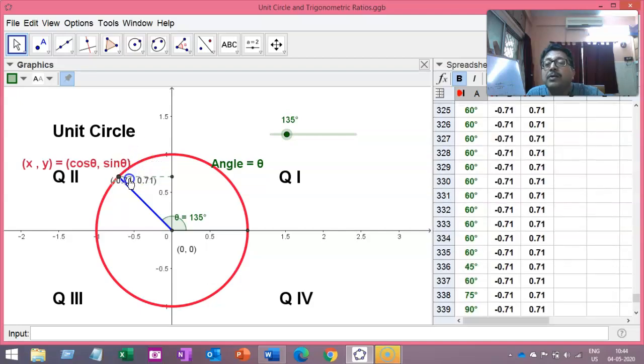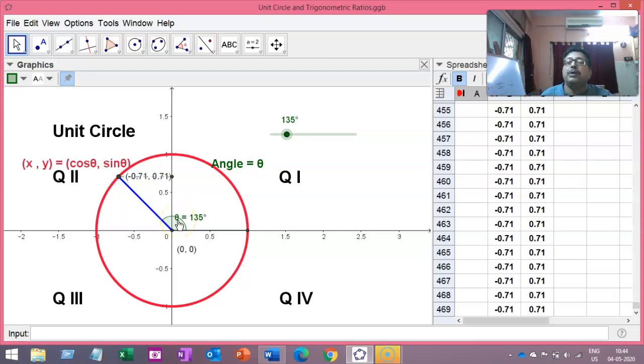And what about cosine 135 degree? It is cos of 90 plus 45, and in the second quadrant cos is negative, so it is minus 1 by root 2, and its value is going to be minus 0.71. So I have taken cos 135 degree equal to minus 0.71, and sine 135 degree equal to plus 0.71. Their numerical value is the same, but the signs are opposite. So this is an example of an angle larger than 90 degree, and we found its value.